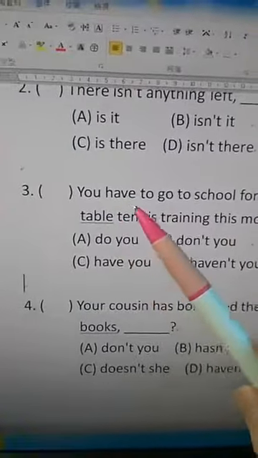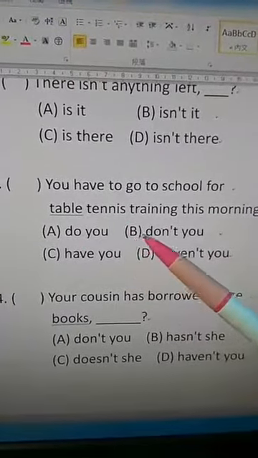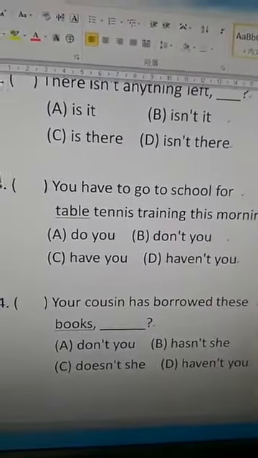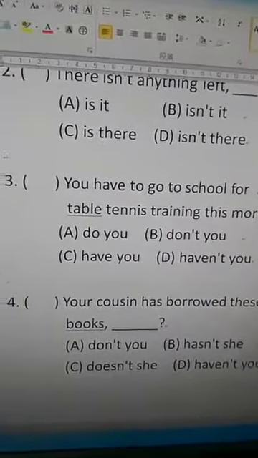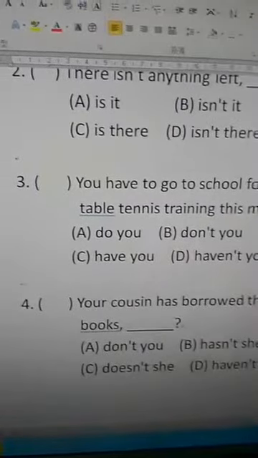How about number 3? What's the answer? A, do you? Or B, don't you? Yeah, the answer is don't you. Very good. I can see lots of people get the correct answer. And congratulations. Let's see question number 4.